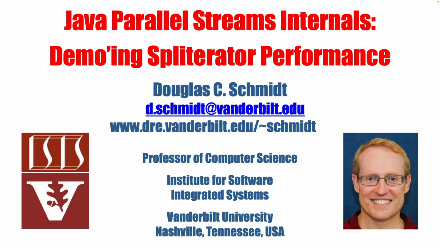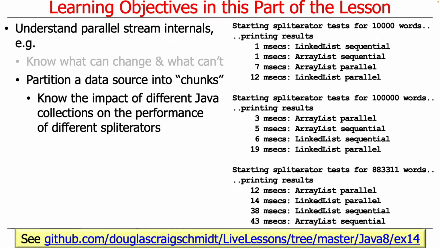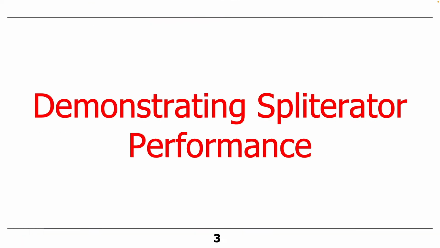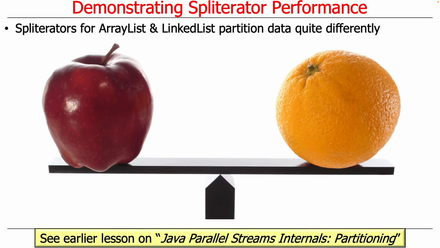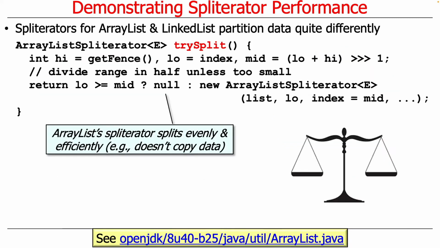So now that we've talked a bit about the difference in behavior between the ArrayList and the LinkedList splitterators, let's go ahead and demonstrate the difference in terms of the runtime overhead of the two different implementations. This particular example is kind of a fun one. It's going to compare ArrayList and LinkedList directly on the same input and then see the difference in performance when run with a parallel stream and a sequential stream.